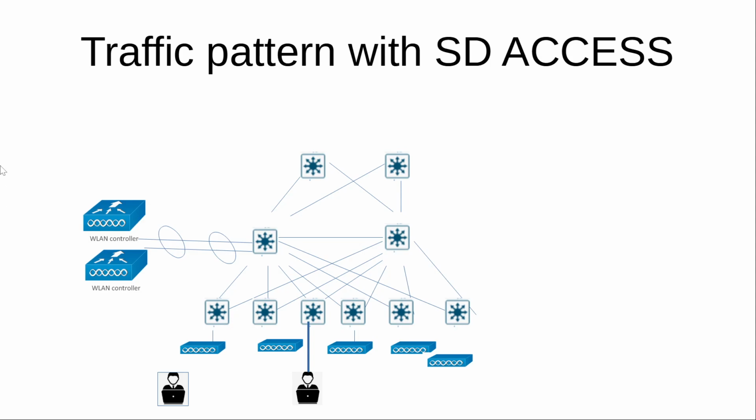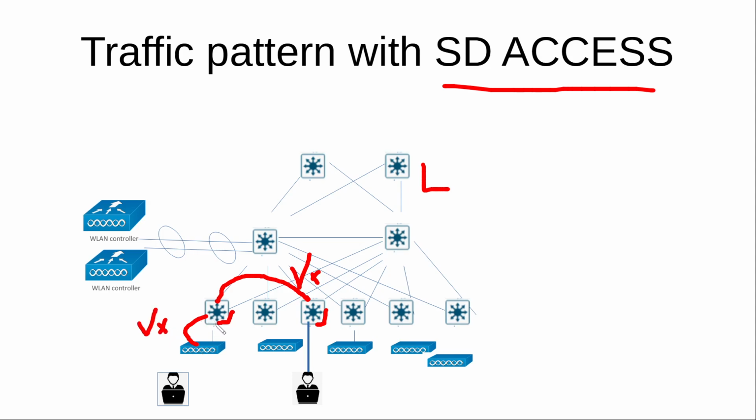Compare that to what happens with SD-access. With SD-access, we have a protocol known as LISP that will help these devices, known as edge nodes, to locate where these users are. And once they locate them, they will create on the fly a VXLAN tunnel in order to let them communicate with each other. There is also a VXLAN tunnel between the access point and the edge node. So compare that with the traditional network, and you will notice that this traffic pattern is a lot simpler.